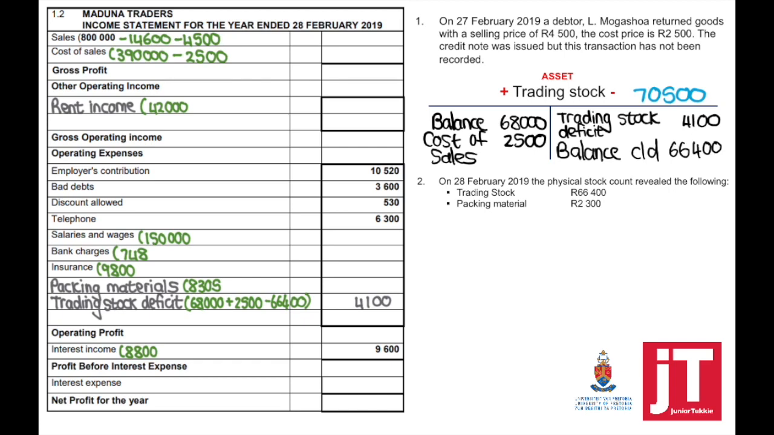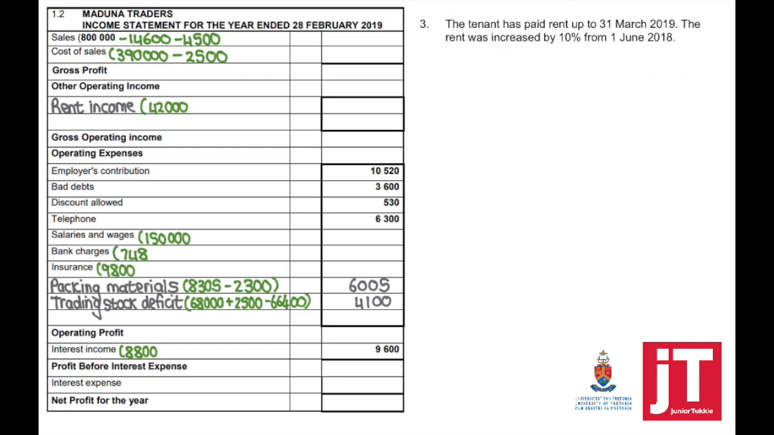Packing material, whatever is left over, must be subtracted from the amount in the pre-adjustment trial balance. Our total expense, 6,005. Adjustment number 3, the tenant had paid rent up to 31 March.